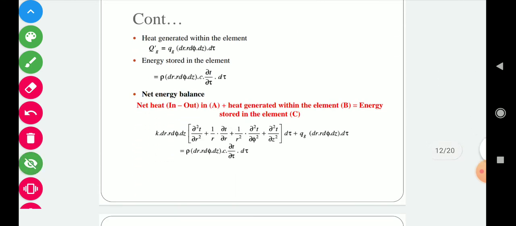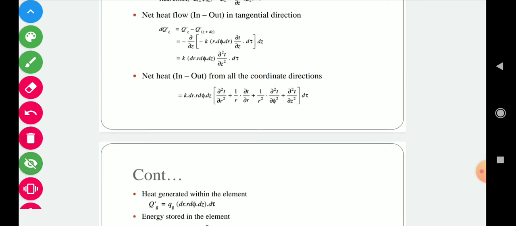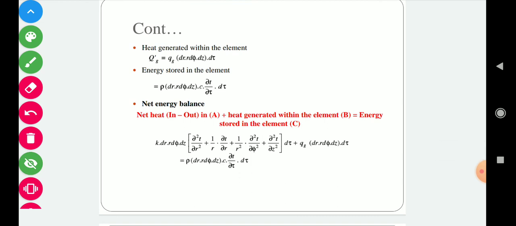Now this one is heat generation, similar to previous slides. This qg multiplied by volume and total time is the energy stored in the element. Now we can put all these values, that is this first equation, second equation, and this third equation, in the overall energy balance equation. The overall energy balance was net heat in minus out plus heat generated within the element will be equal to energy stored in the element.